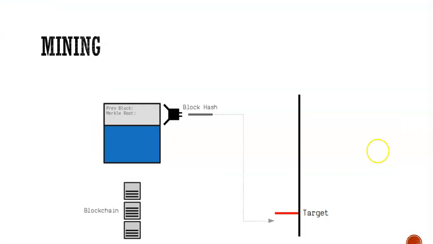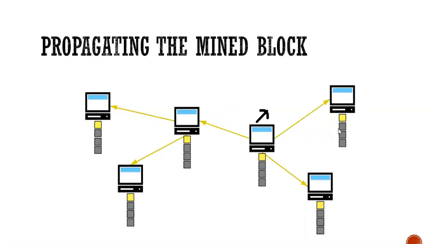As we have seen in the demonstration, mining is where you find the nonce value and you find the block hash which is equal to or less than the given target. Once you find a particular hash value, then the miner has succeeded. When the miner has succeeded, then the mining is successful. What he will do is add that block to his blockchain, and also propagate that information to all the peers.